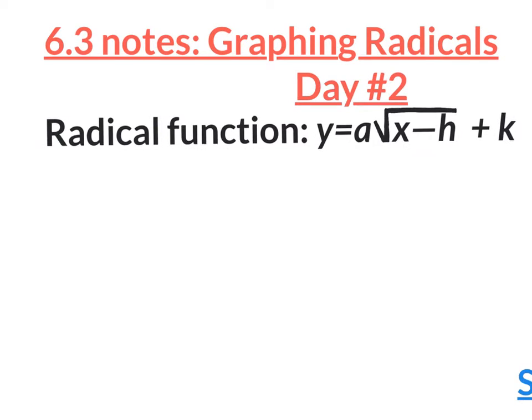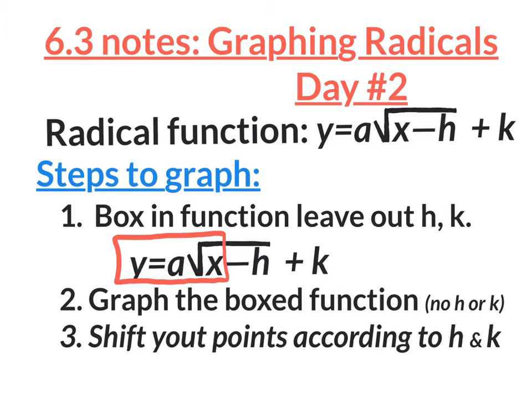So if I give you one of these equations and I tell you to graph it, how should we do that? What are the steps to doing that? Here they are. Now I know we wrote down some steps yesterday of identifying h and k, but I think these three steps might be a little more simple to follow. Step one, box in the function, leave out h and k. So you're boxing in y equals a square root of x, and you're leaving the h and k out of the box. I always actually draw a box around this, leaving out h and k.